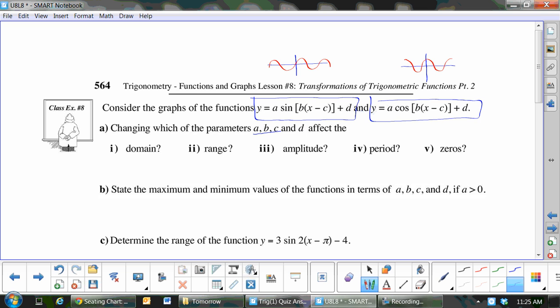Now, if we change A, B, C, or D, which one of them affects the domain?